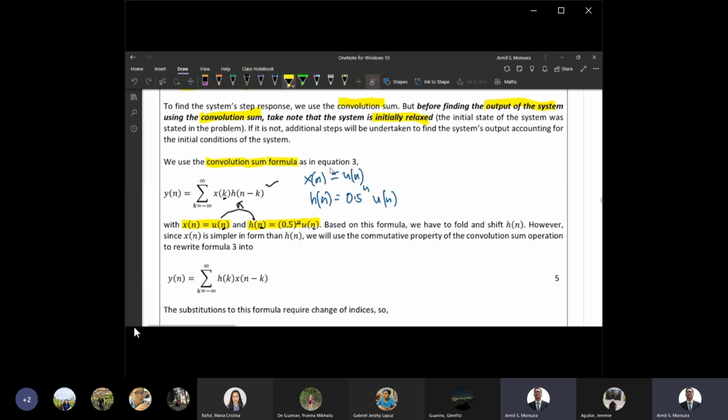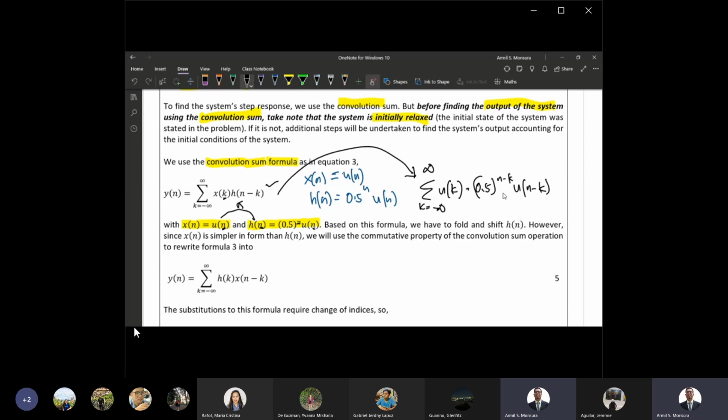Based on this formula, okay, so ang mangyari doon is ganito, no? Pag sinubstitute natin siya, ganito yung itsura niya. This is the summation of u of k, times 0.5 times n minus k times u of n minus k for k equals negative infinity up to positive infinity. So, yan yung magiging itsura ng formula natin pagka-substitute natin.